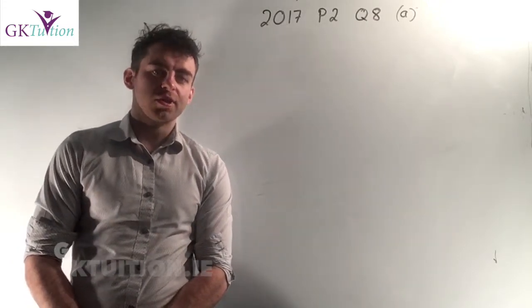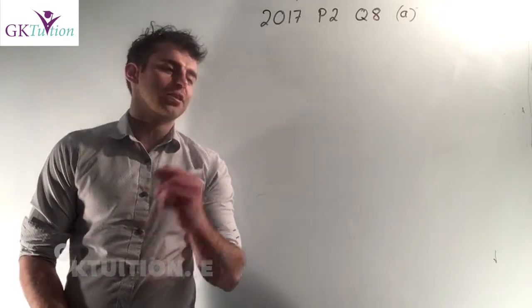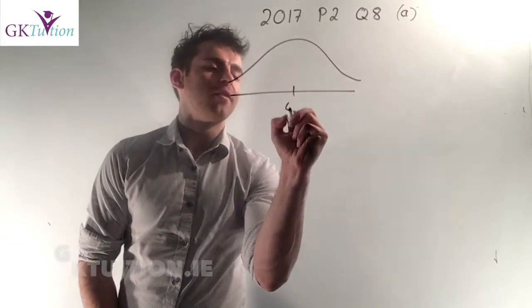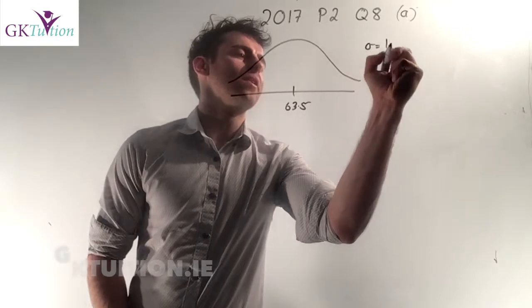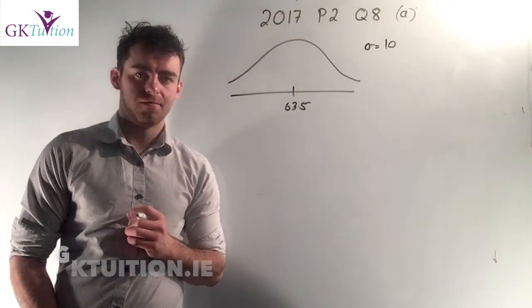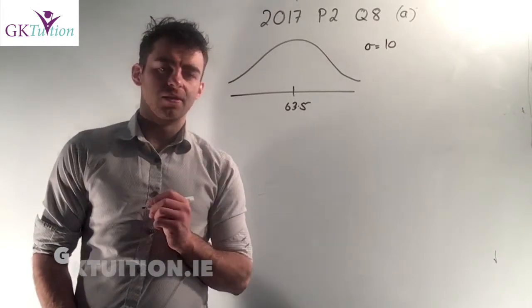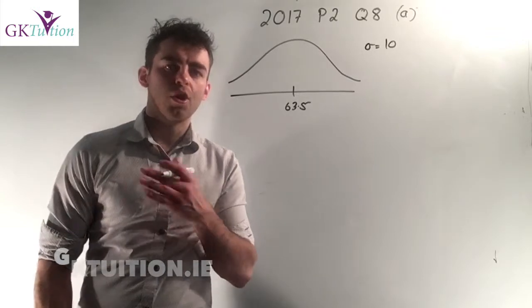In this question we're told that the weight of 15-year-olds in a country is normally distributed and that the average weight is 63.5 kilos. So you have a situation something like this. We're told that the standard deviation of this population is 10. And then we're introduced to Mariska. Mariska weighs 50 kilos. And we're asked to work out the percentage of 15-year-olds in that country who weigh more than Mariska.